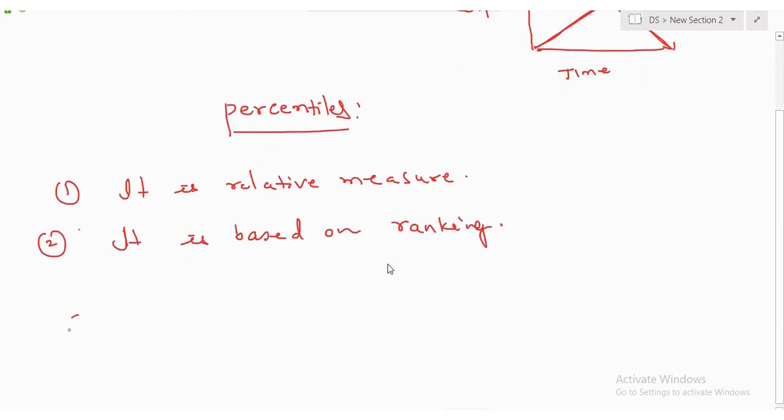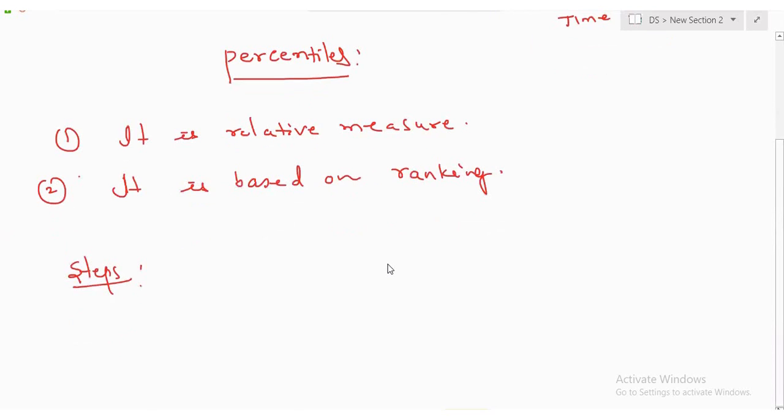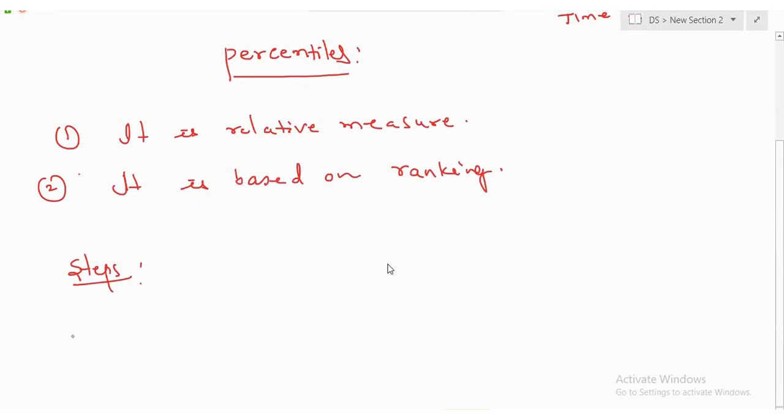Steps to calculate percentile. How am I going to do it? What is the interpretation? What is the meaning of that? We will talk in detail. Nothing to worry, just understand how I am going to calculate using these steps first of all. First, sort the data from smallest to largest.